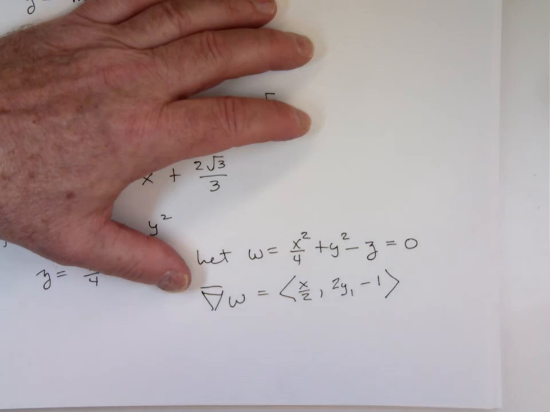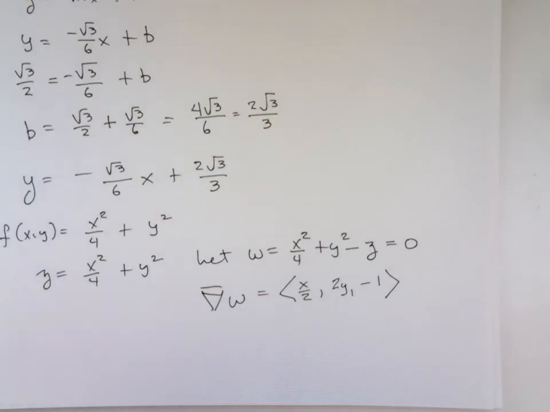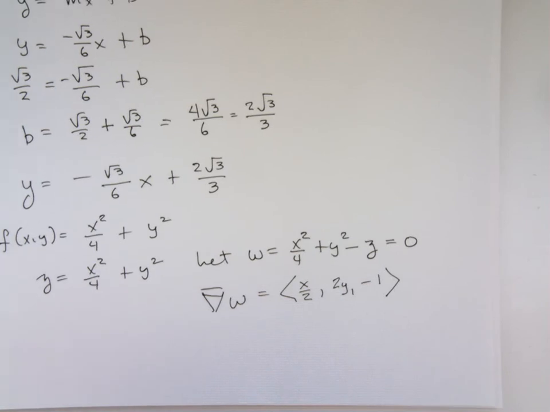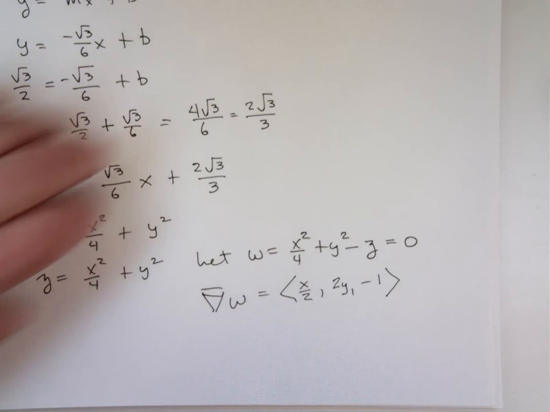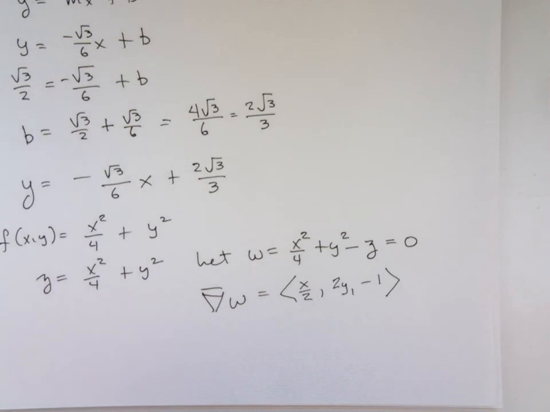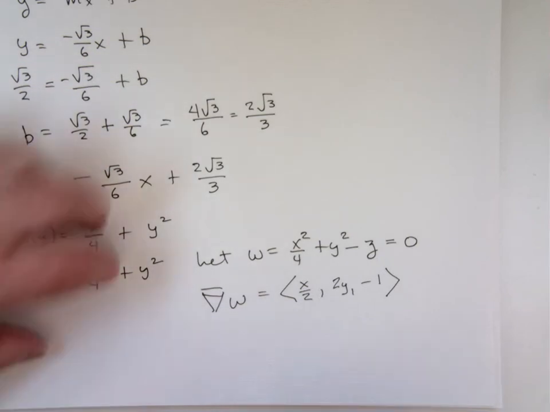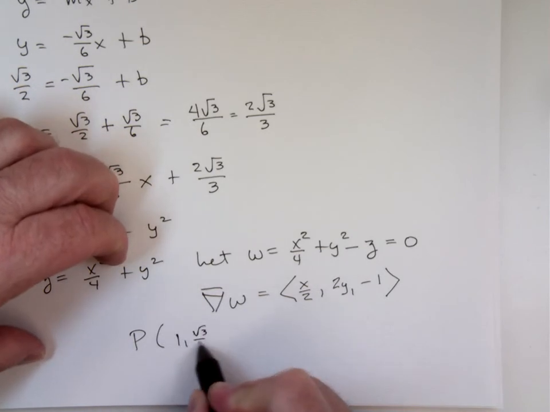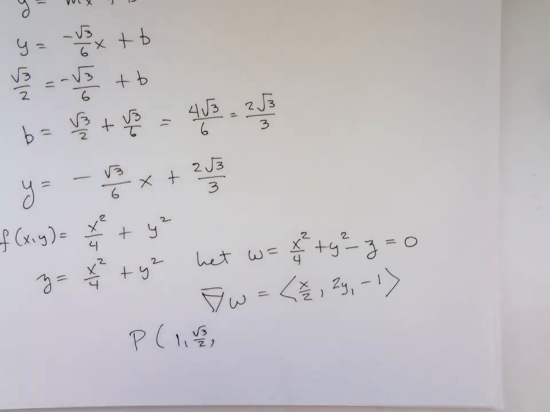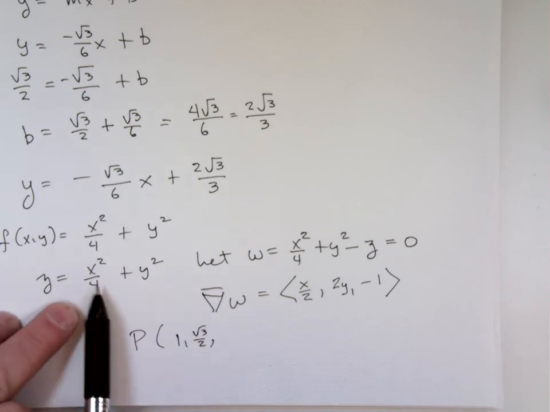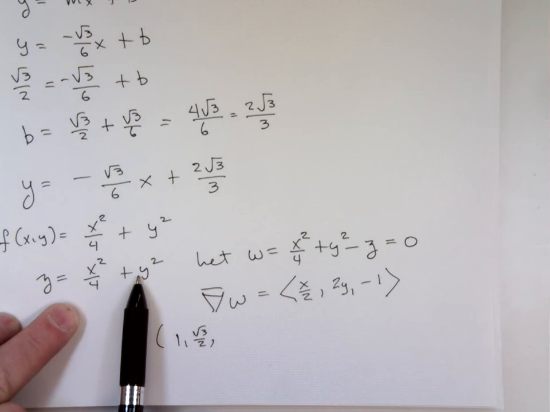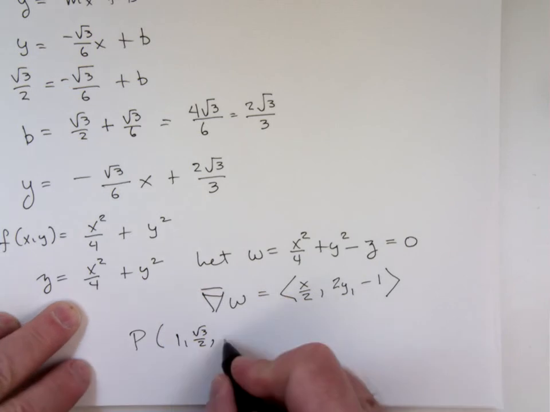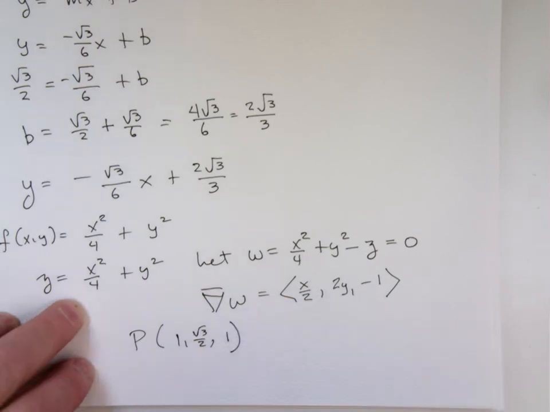If we were to take our point, which was 1, square root of 3 over 2, and bring it up to the point on the surface. So our point is 1, square root of 3 over 2. And if we plug that into our surface, we get 1/4 plus 3, we get 1. We get z equals 1. That's cool. That's the point on our surface.